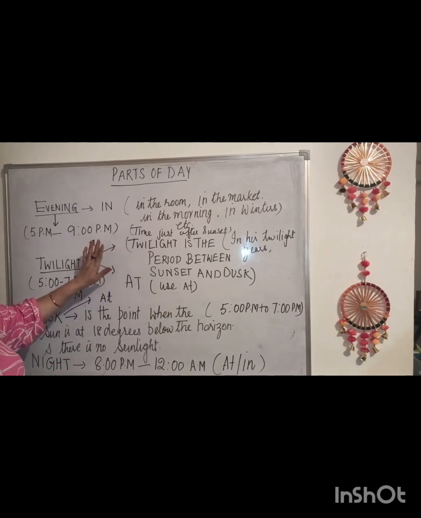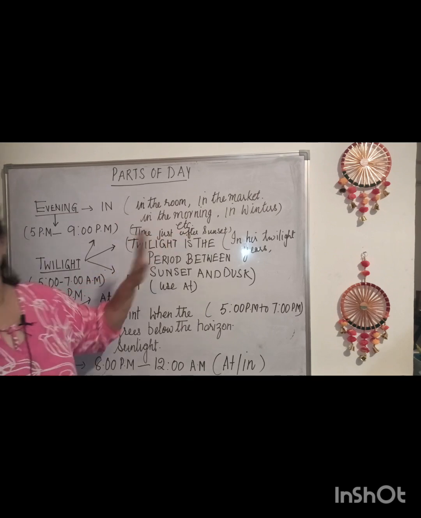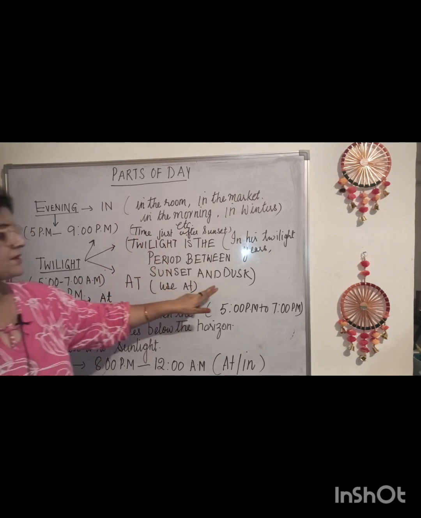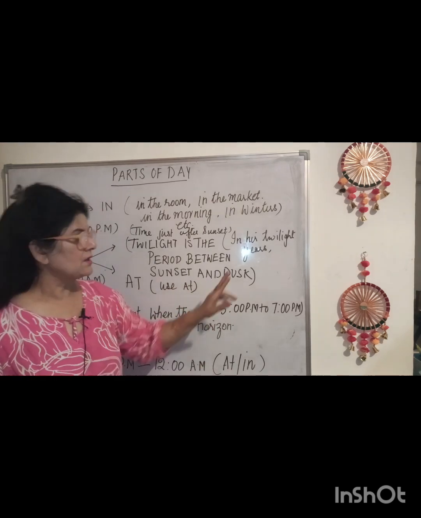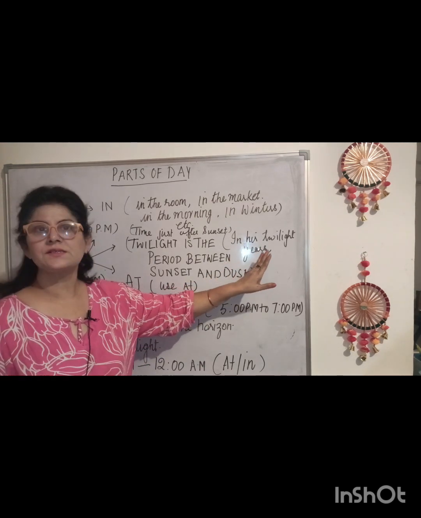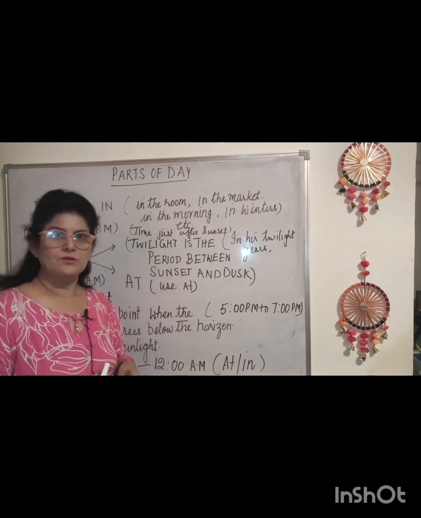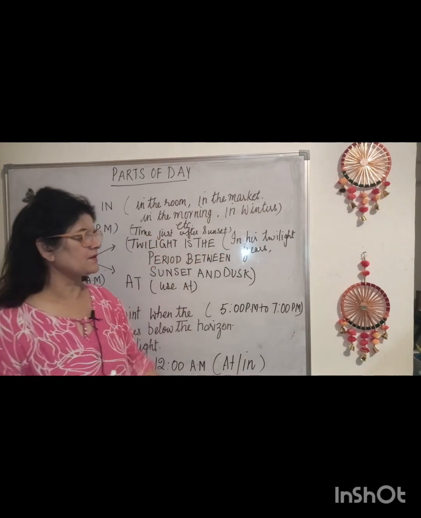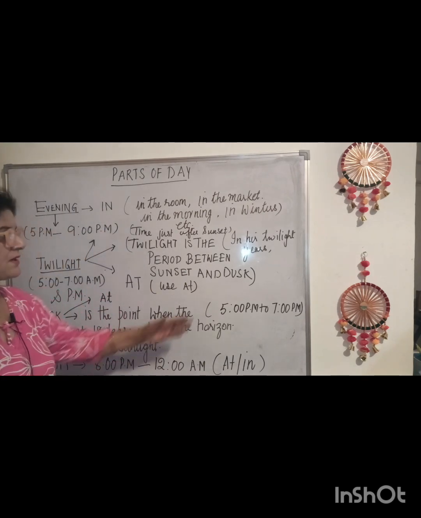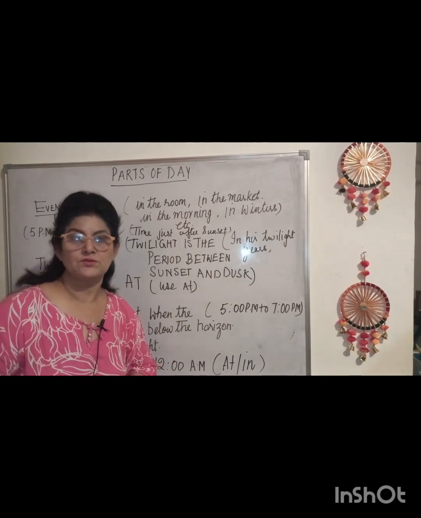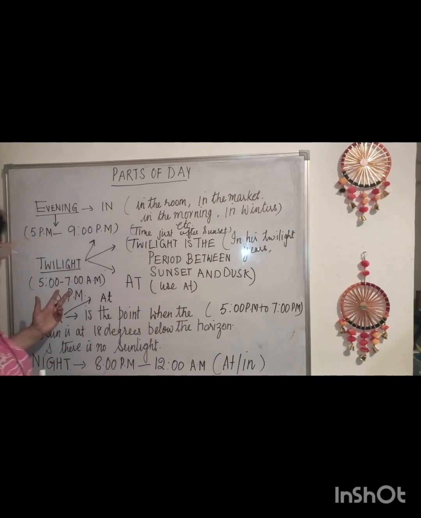Now you have understood what is twilight? Time just after the sunset, and twilight is a period between sunset and the dusk. Now in his twilight years he used to enjoy himself very much. Right? So you can frame many sentences with twilight. But we are not talking about the twilight sentences, we are talking about what preposition we are going to use with twilight and the time period.